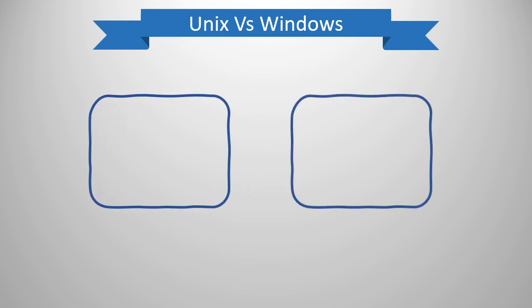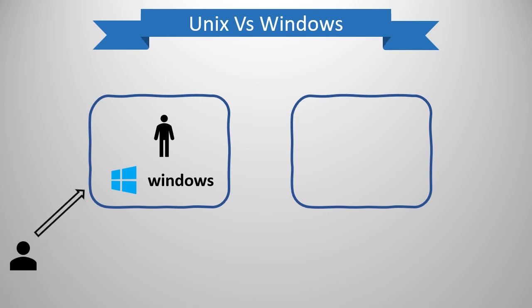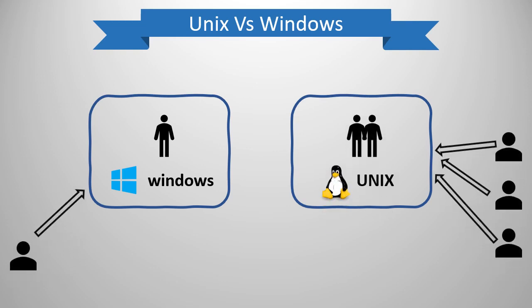So the difference between a Windows and a Unix system is that Windows is a single user system, which means at any point of time, only one user can be logged in, whereas Unix is a multi-user system. It does not mean that you cannot have multiple users in Windows. You can have multiple users, but at any point of time, only one user is allowed to log in. Now that's what you see normally on this laptop.